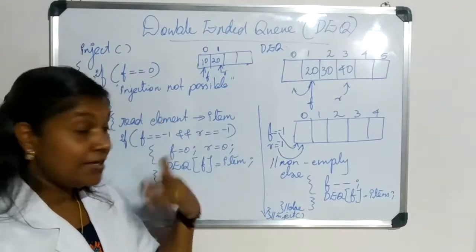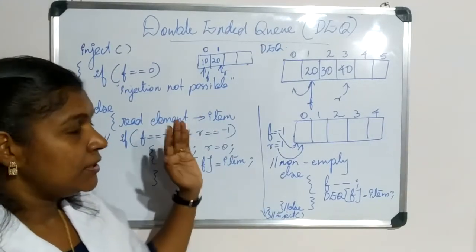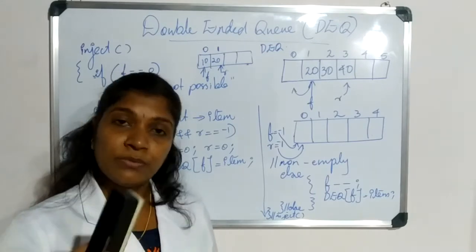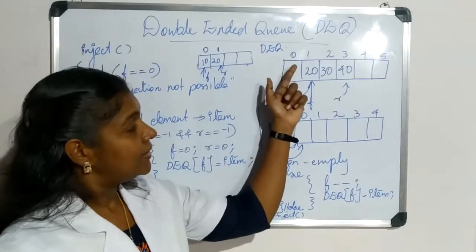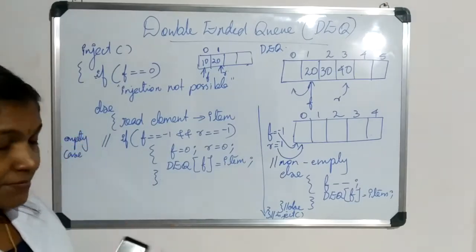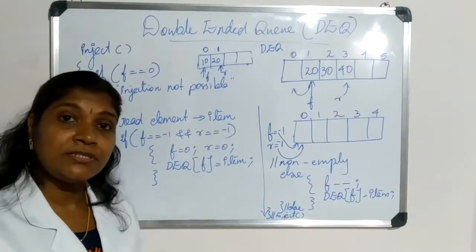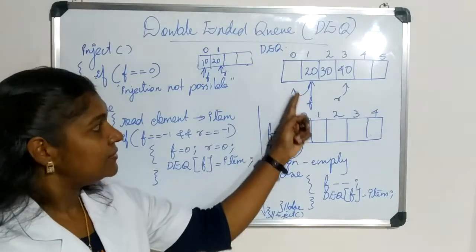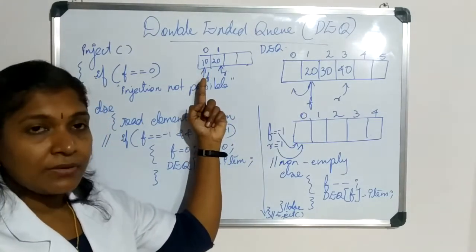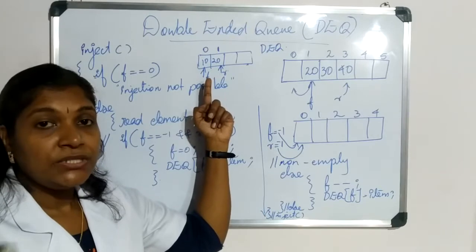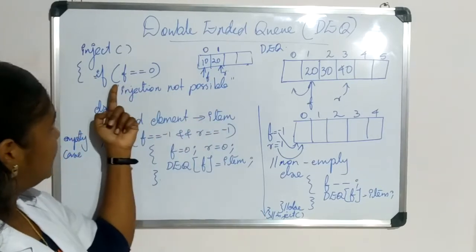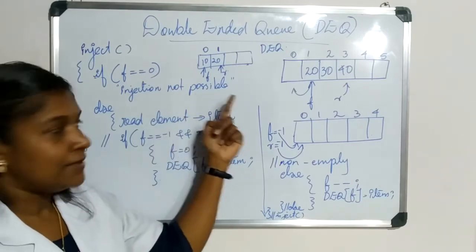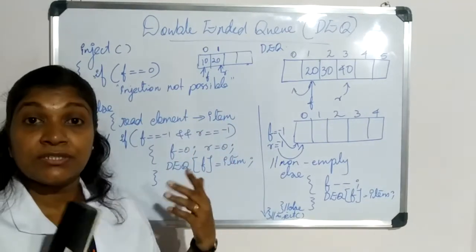Once again, I'll repeat. In the inject operation, inject itself performs insertion of an element through the front end, and in this case, first we check whether the injection is possible or not. If it is not possible, that is only for one condition: if F is pointing to the first location, then obviously the inject operation is not possible. So we check that condition first. If F is equal to 0, injection not possible. Otherwise, injection is possible.